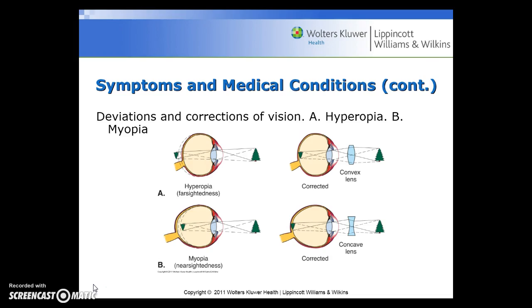Deviations and corrections of vision. In figure A is hyperopia and B is myopia. So in A, hyperopia is the farsightedness, and that's corrected with a convex lens, and myopia or nearsightedness, that's corrected by a concave lens.